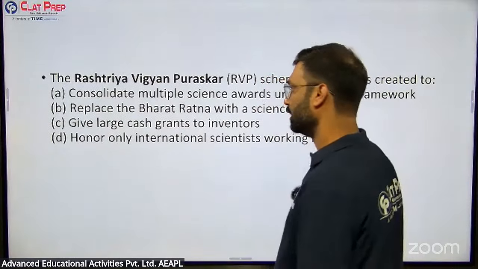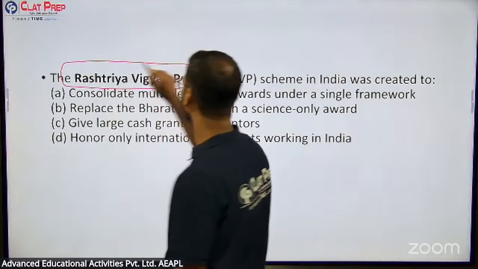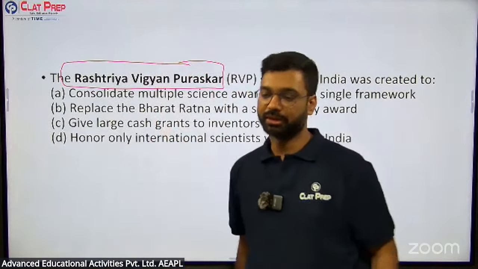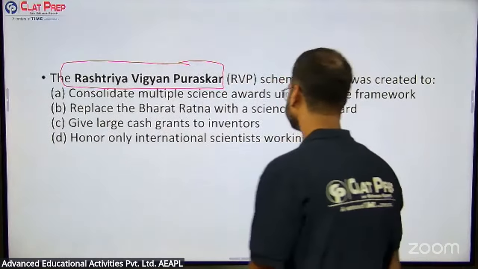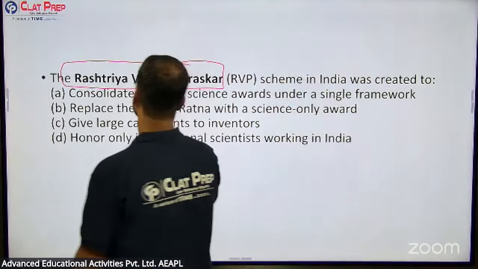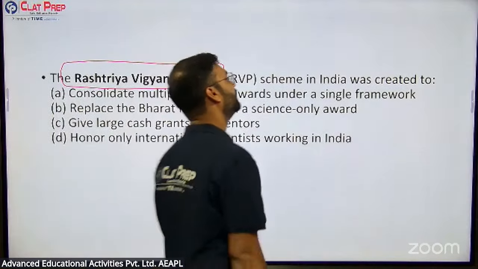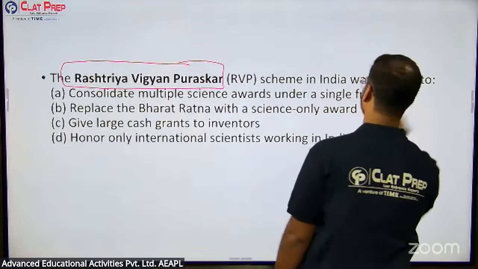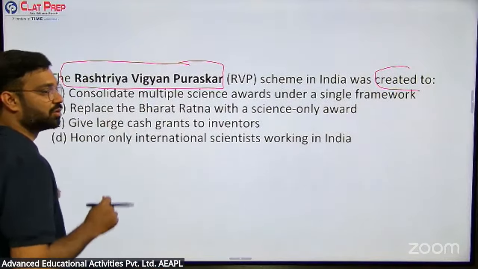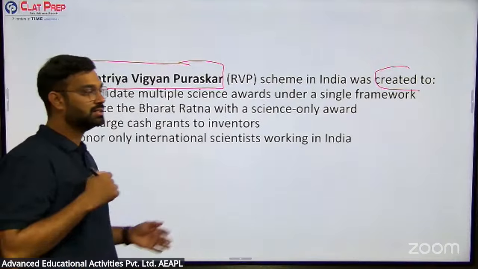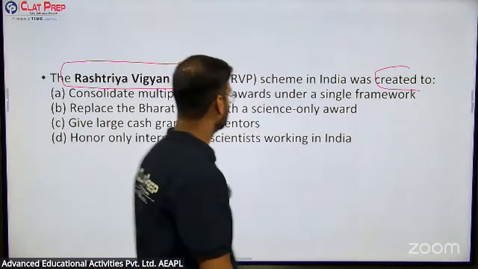awards and honors. This time we have a question from Rashtriya Vigyan Puraskar, which was recently started by the Government of India, a recent initiative of the Government of India. Now, this question says, the Rashtriya Vigyan Puraskar scheme in India was created to what? What was the purpose behind it? Again, it's a statement-based question, so maybe we can apply logic. We can see which options we can eliminate.